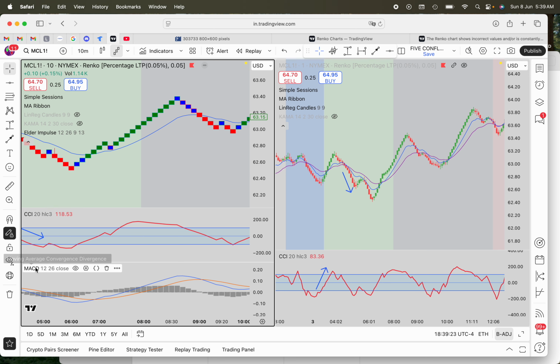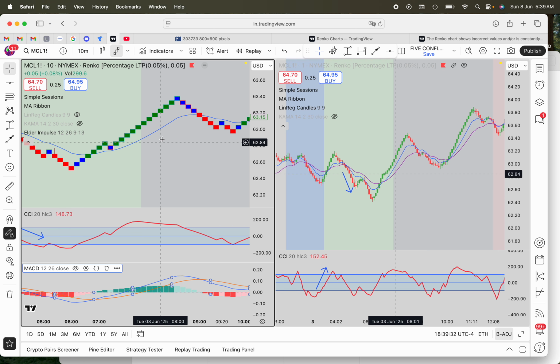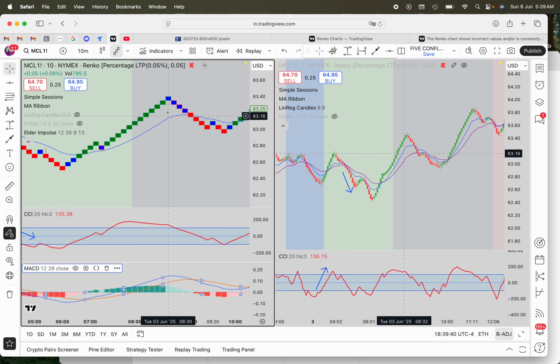If I actually put on, I just don't like using the colors. Let me just reset it. Yeah, there you go. So you can see green, and it changed color. Okay, so that means indecision. There's something changed in the market, and it's an alert that something might happen.